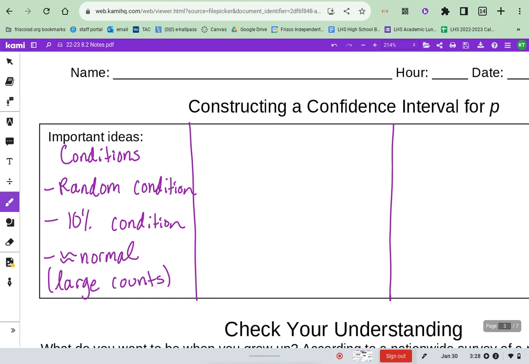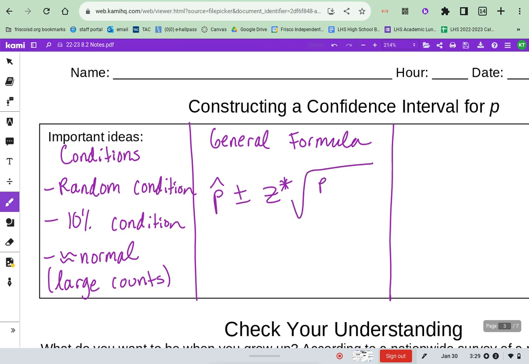Okay, so in the second box, let's do your general formula for a confidence interval for proportions. So it's always going to be your point estimate or your statistic plus or minus your critical value, which in this case is a z star because we're working with proportions with the normal model, times your standard error. So p hat times 1 minus p hat all over n. So statistic plus or minus critical value times standard error.